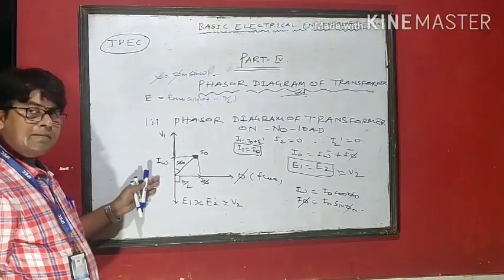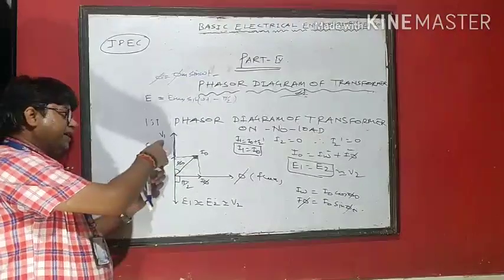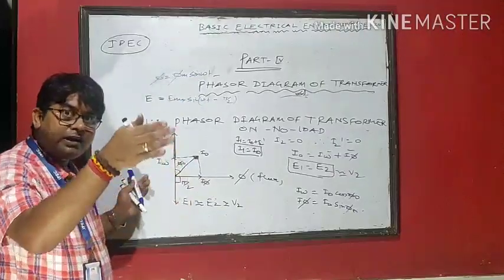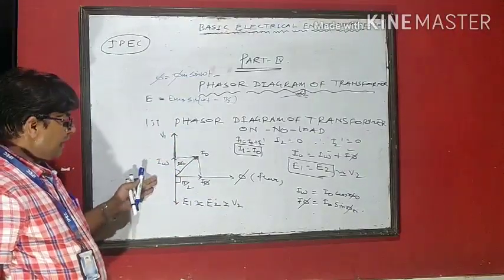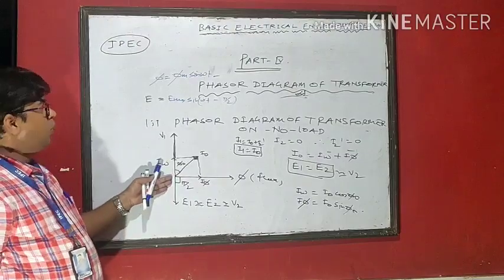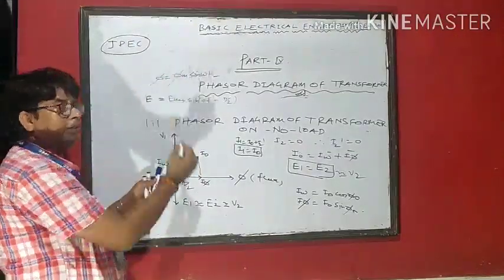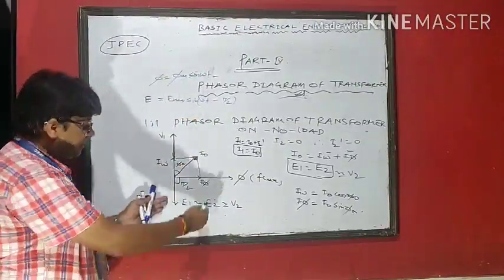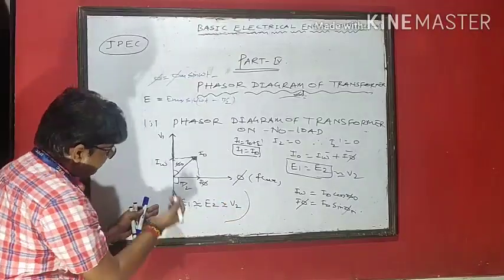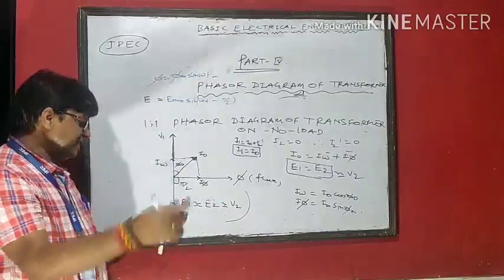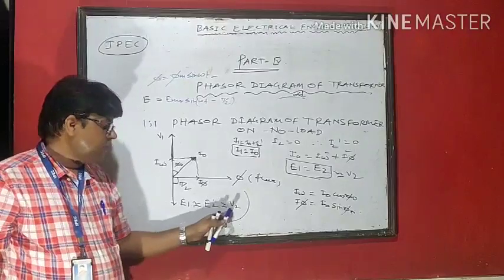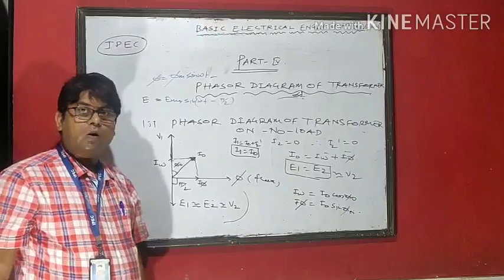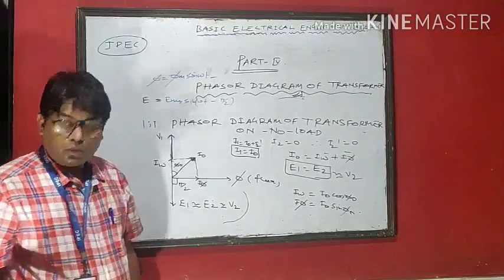Fifth step, the applied voltage V1 is in the same phase as the working component current IW, because this IW flows in the R naught. And sixth step, we know that phi equals phi m sin omega t, so therefore the EMF is lagging by pi by 2. That is E1, which is approximately equal to E2, that is equal to V2. So this is the phasor diagram of the transformer on no load.